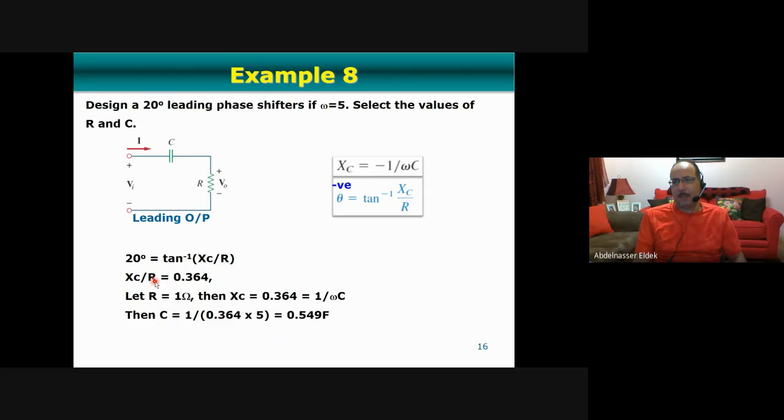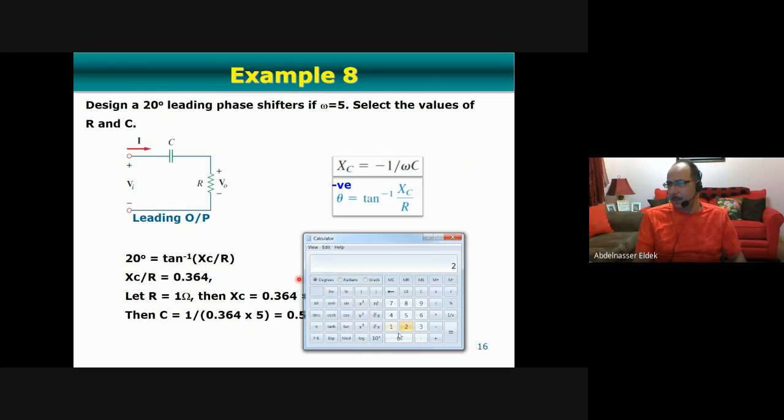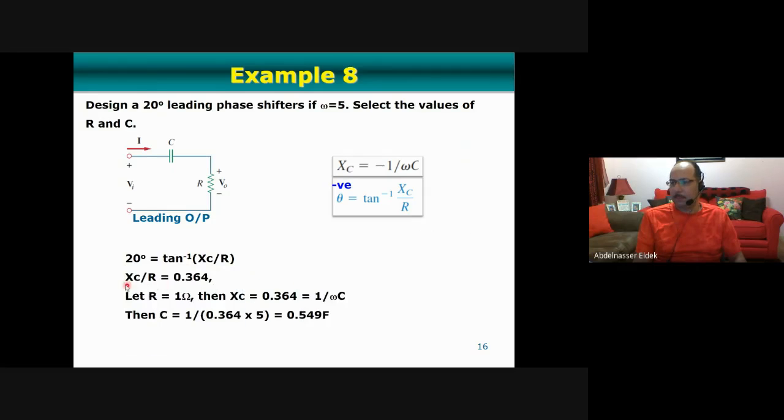Then Xc divided by R equals what? It equals tan 20 degrees, because you just move the tan minus 1 to the other side. If you take tan 20 and hit tan, you get 0.364. So this is the ratio between Xc and R.